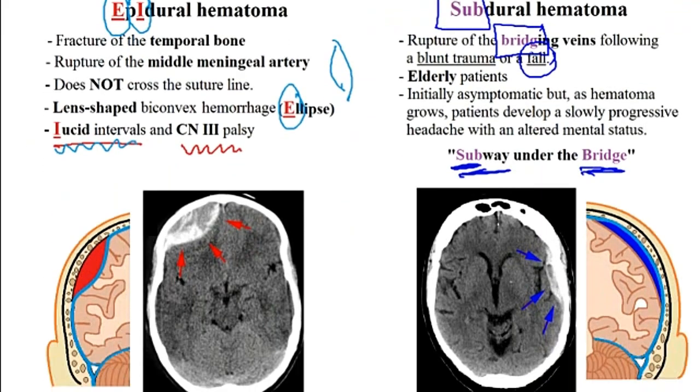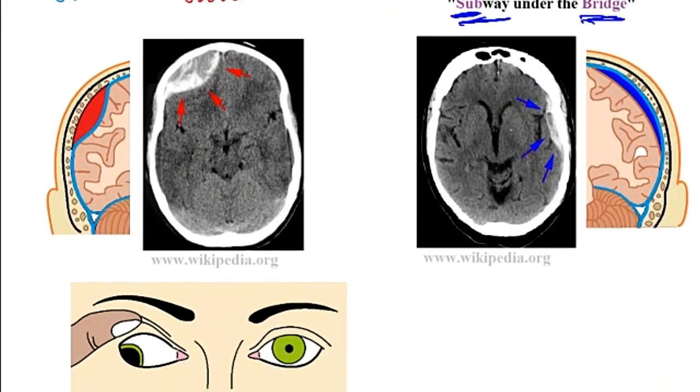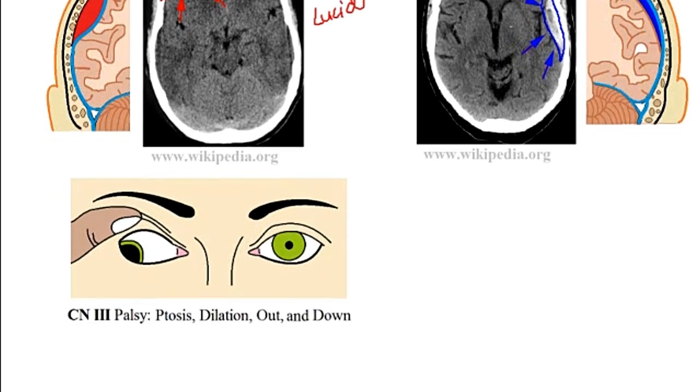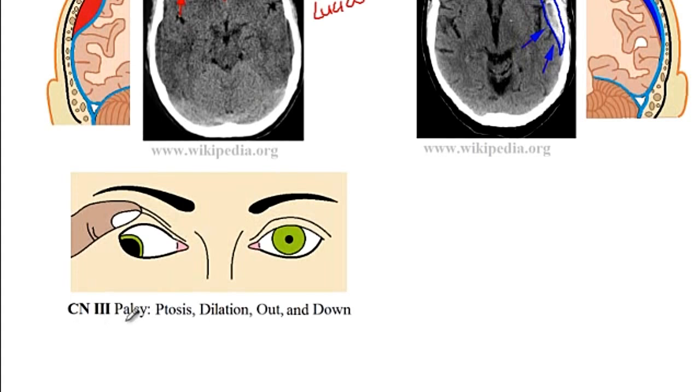Now here I have a CT image that will differentiate between the subdural and epidural hematoma for you. So here you can see on the right side we have a hematoma that has a crescent shape. Compared to the image here, it's kind of wide and not lens shaped, versus the image on the left, which has a lens shaped appearance. So therefore, these patients will have lucid intervals, while these patients on the right will have progressive headache and altered mental status.